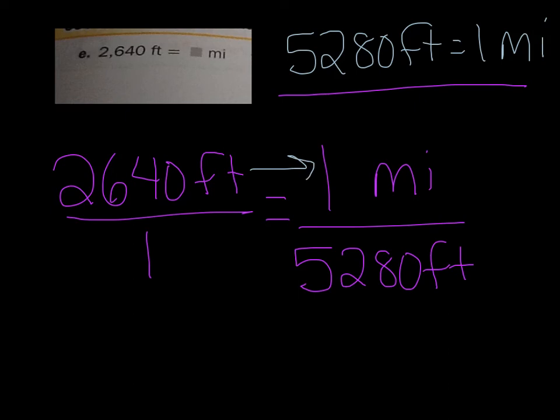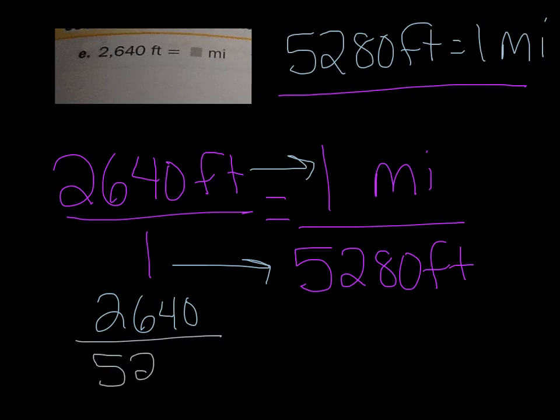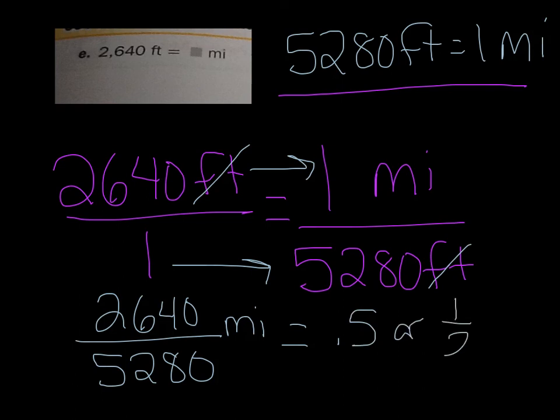Multiplying straight across, I get 2,640 over 5,280. Now I know my feet are going to cancel, and these are going to be miles. I have one more step. I need to reduce that. Well, actually, if you were to divide those, you find that this is going to simplify down to 0.5 or 1/2. 2,640 is 1/2 of 5,280, and that's 1/2 miles.